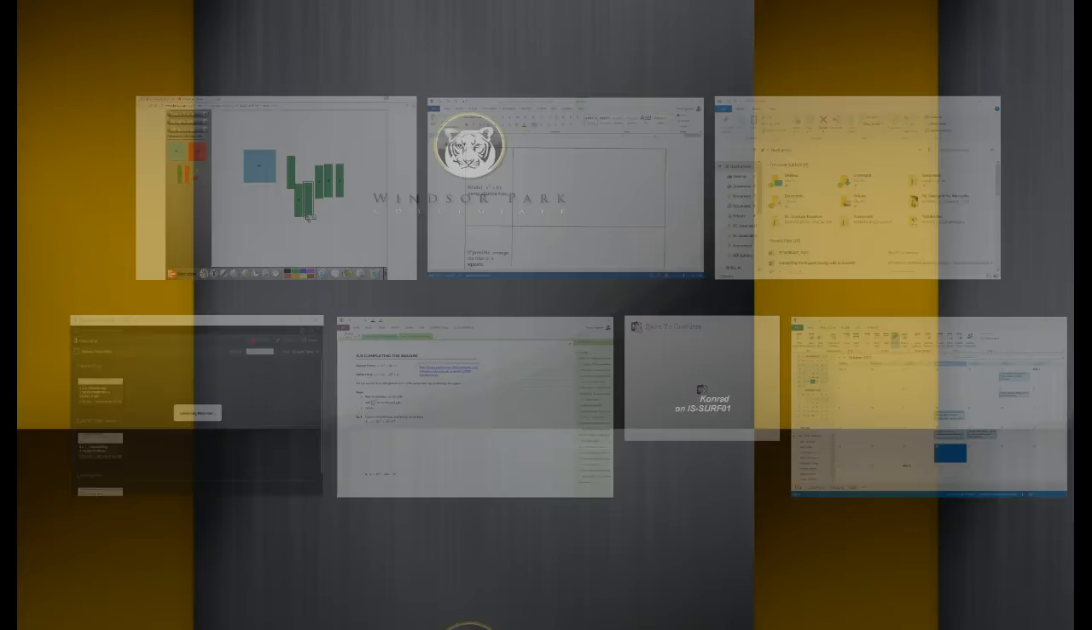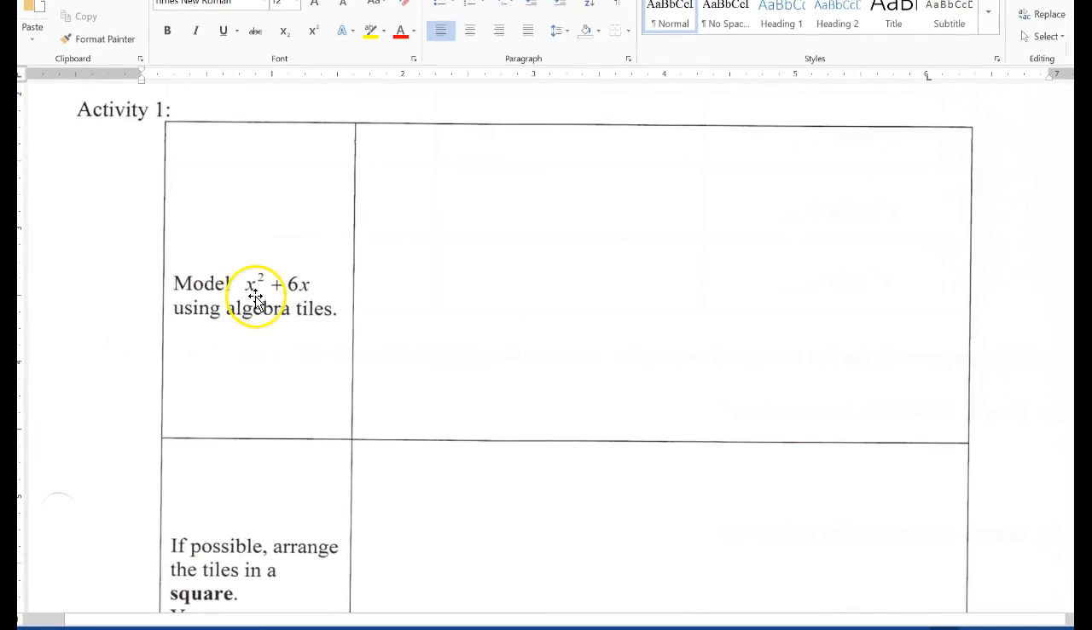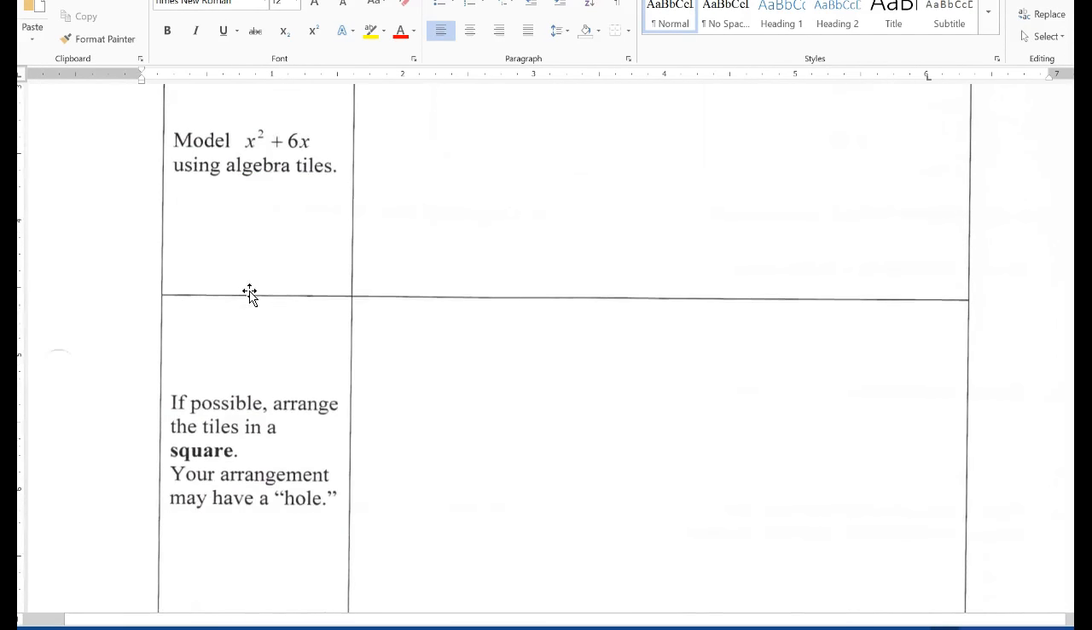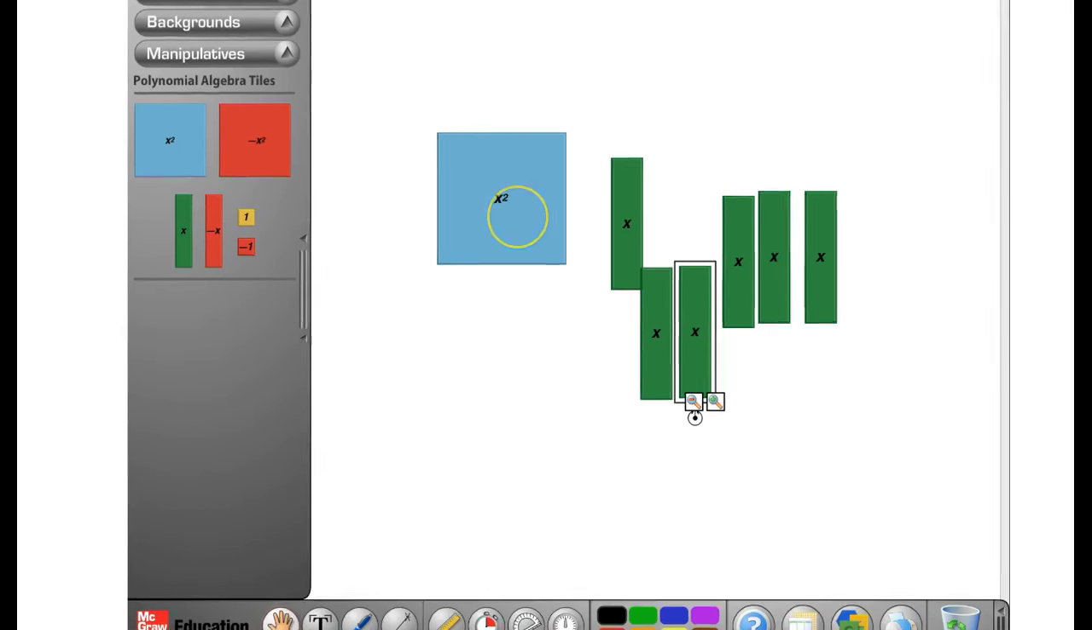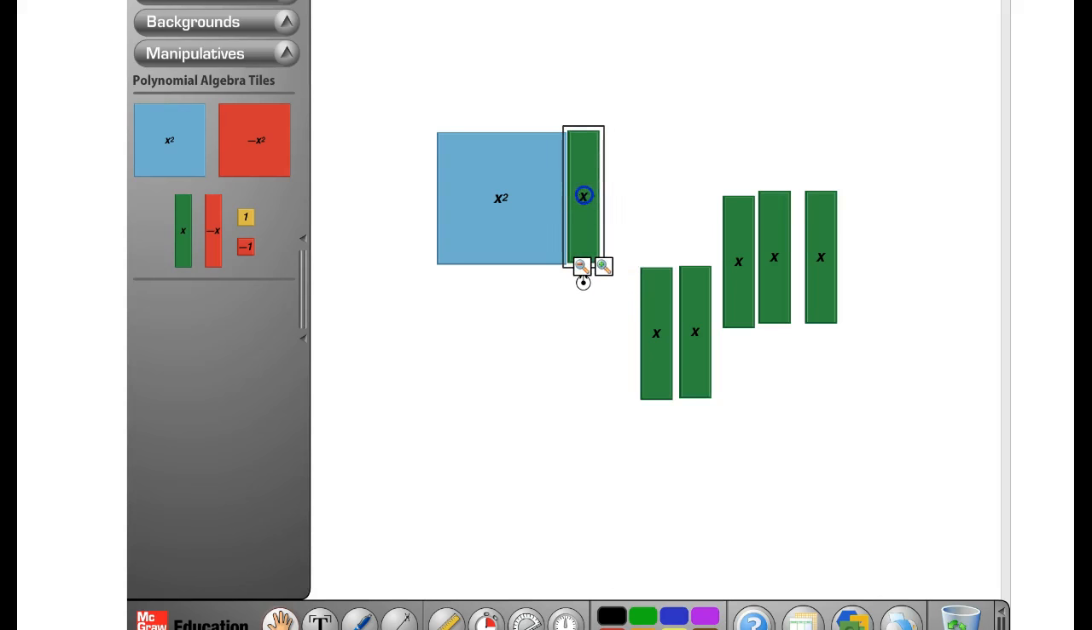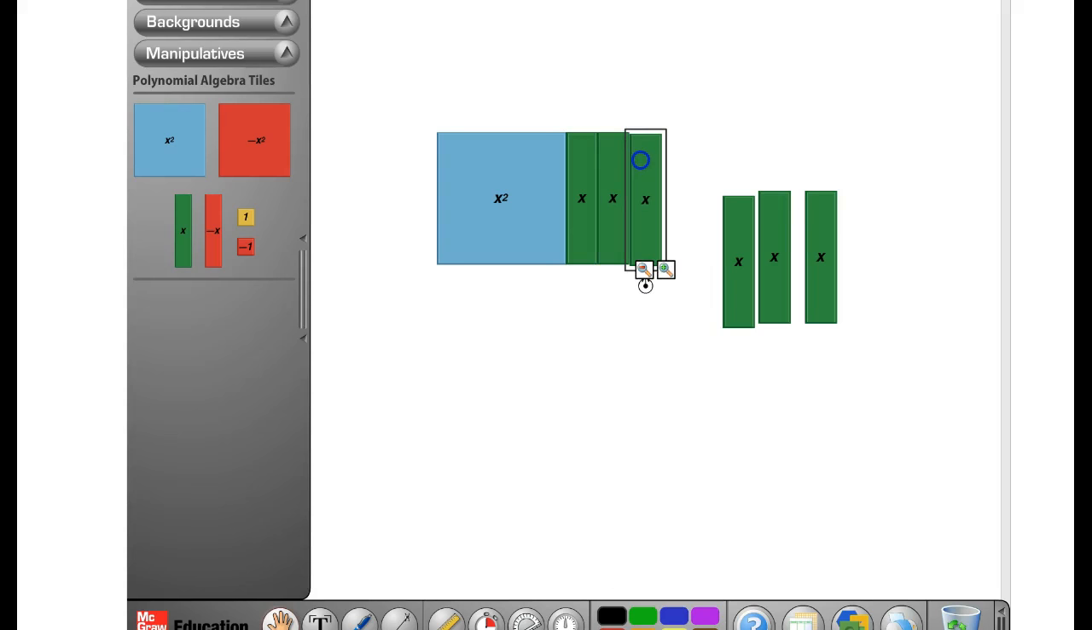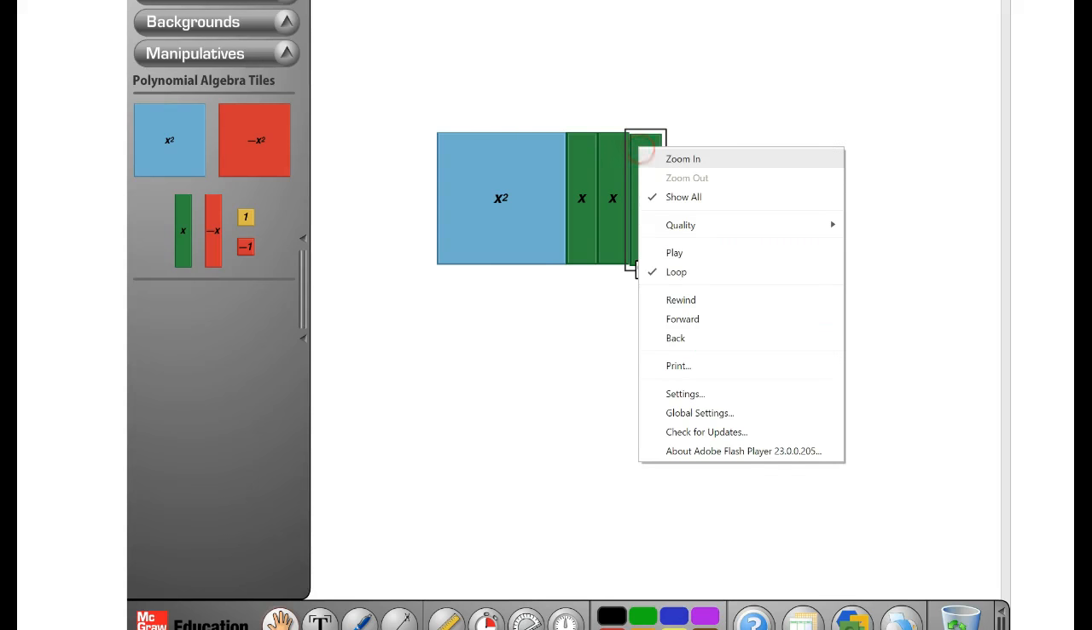So for our modeling x squared plus 6x, you could draw it the way that I've got it laid out on the screen. But then we are going to try and arrange it in a square. So this is our part 1, just representing x squared plus 6x. But then I need to actually try and position these. Now this is the tricky part when it comes to using a technology-based algebra tile, is that they're a little bit more touchy in terms of movement. If I can drag it.